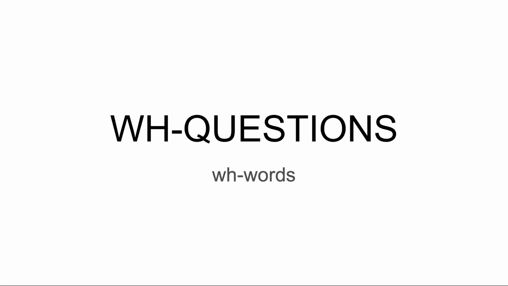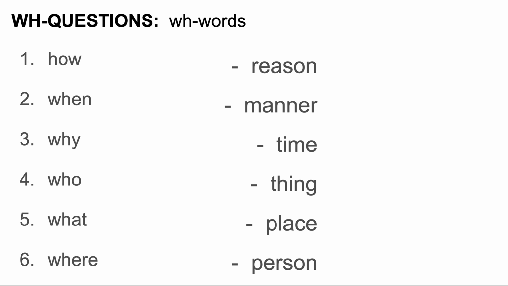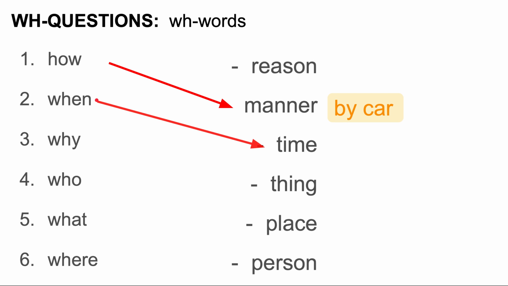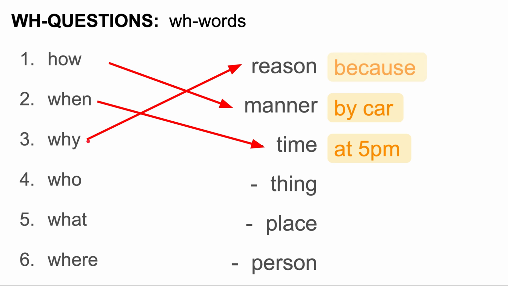Let's look at WH words now. We have 6 WH words. These are how, when, why, who, what, and where. We use how for manner. How did you come to school? By car. We use when for time. When did you study? At 5 p.m. We use why for reason. Why did you study? Just because.